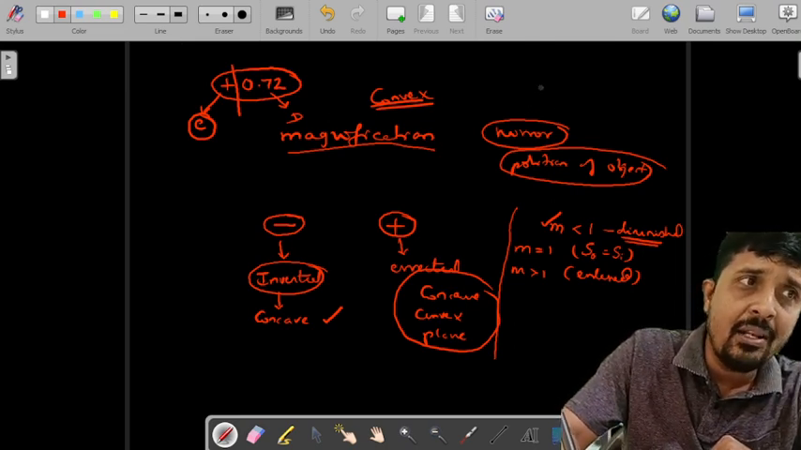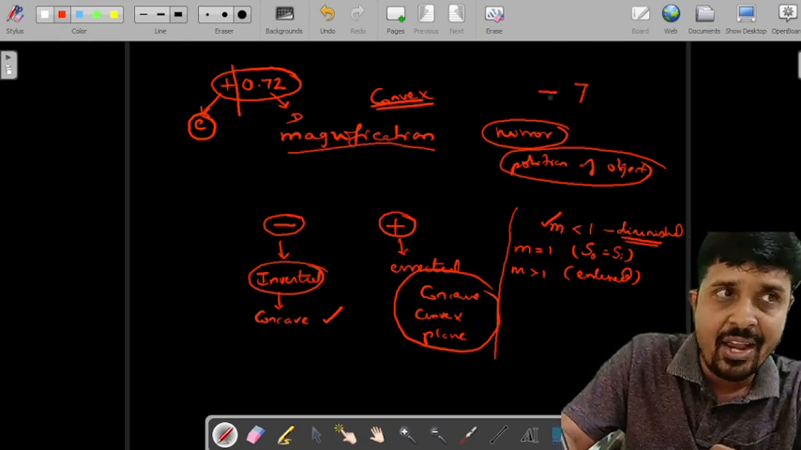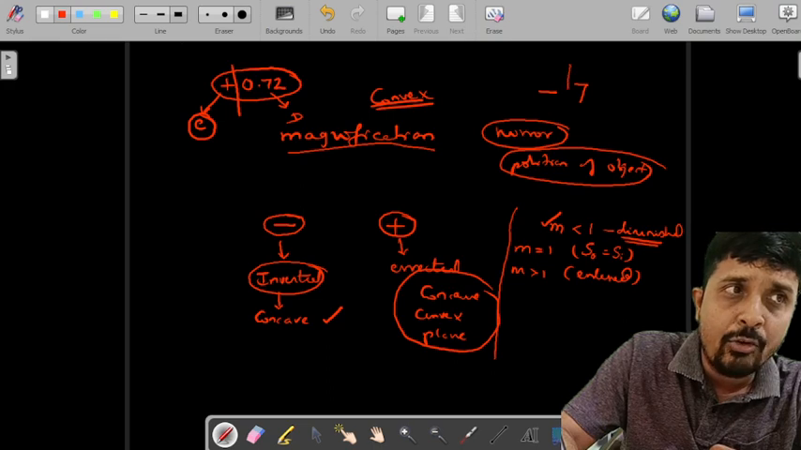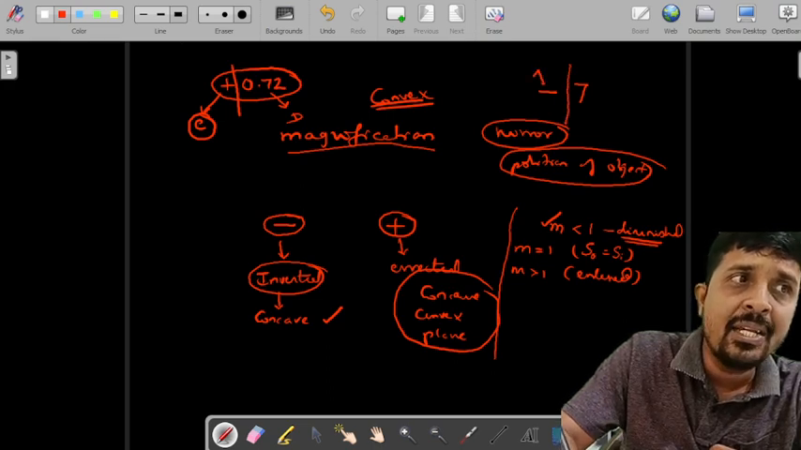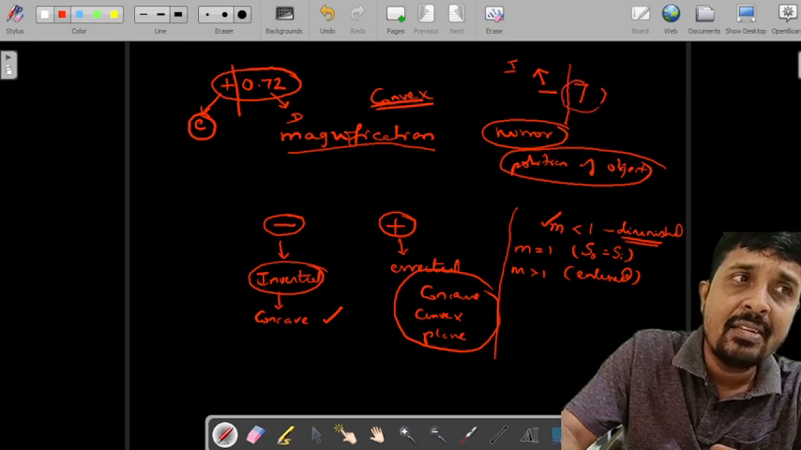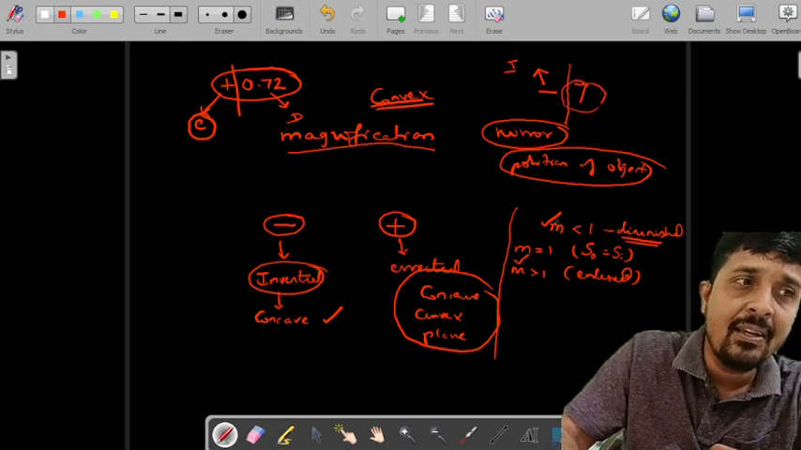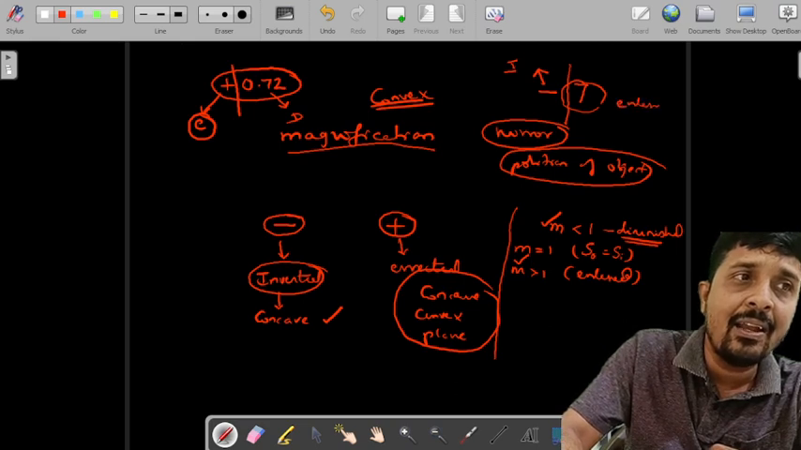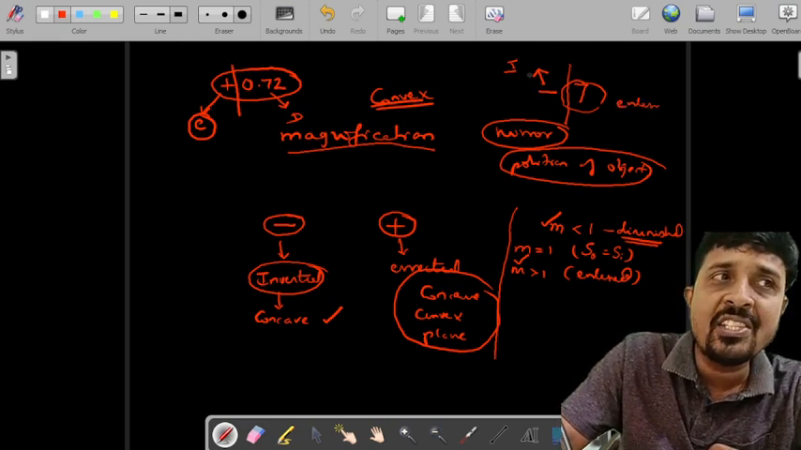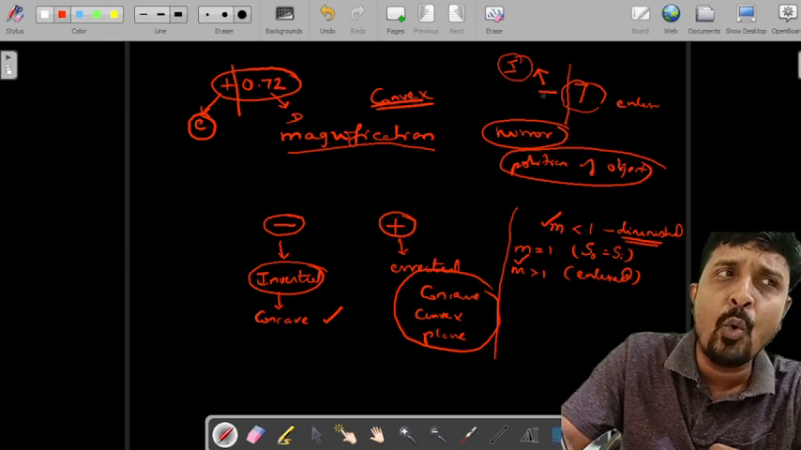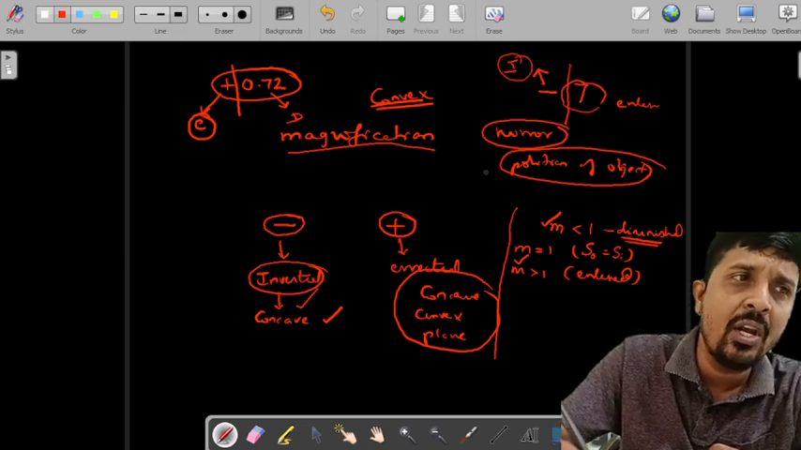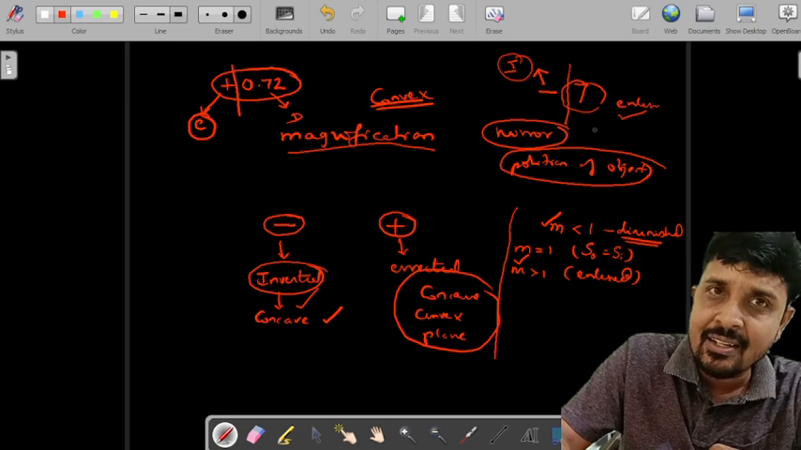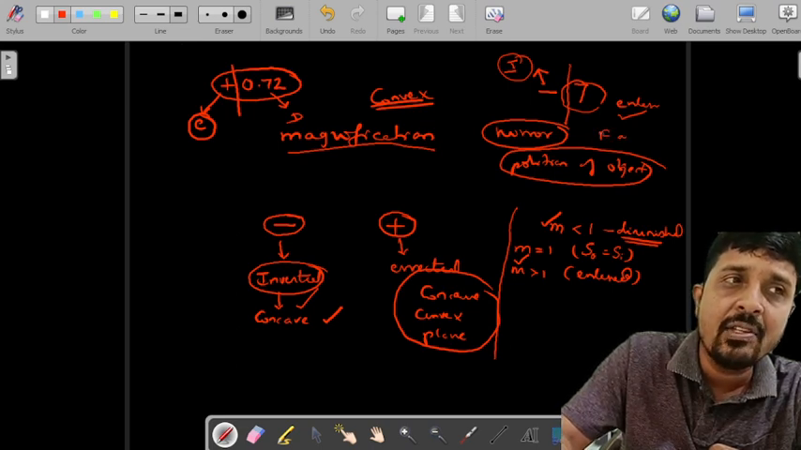For example, you have been given -7 as the magnification value. Now divide it into two parts. Minus means, tell me, this is inverted. 7 falls under the category of enlarged. Inverted means only one choice, that is concave mirror only. Enlarged means the object is placed between F and C.